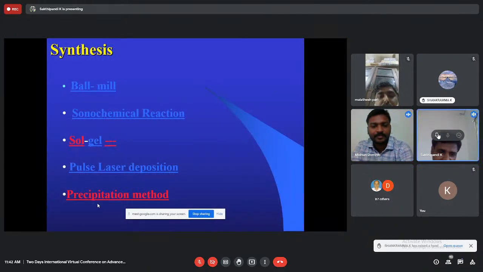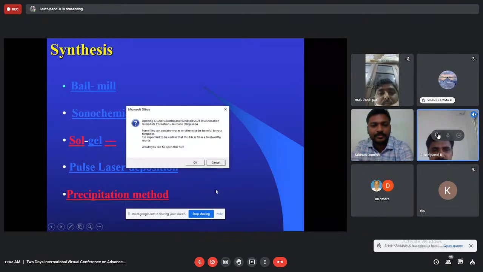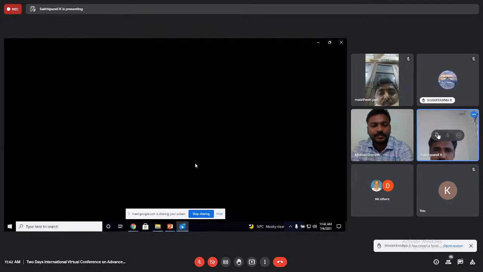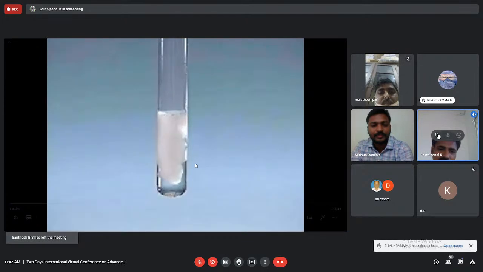Another one is the precipitation method. Many chemists know about this method. You can put some precipitation. You will put some chemicals to precipitate the samples. So we put some chemicals that can be easily converted into solution.